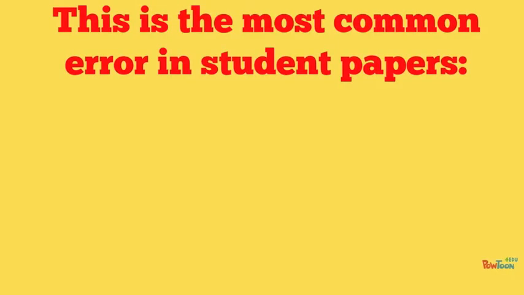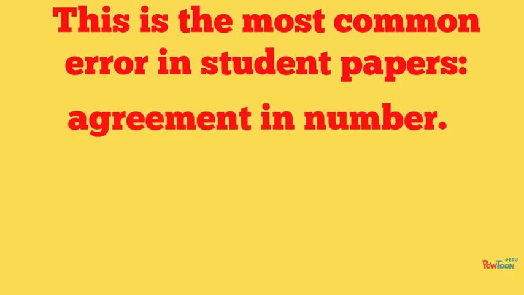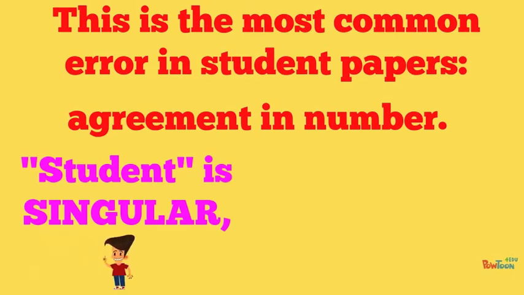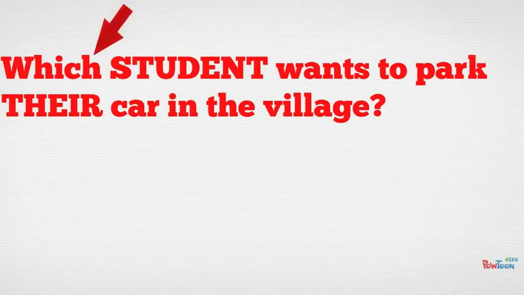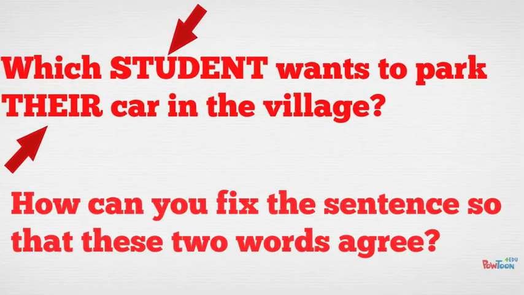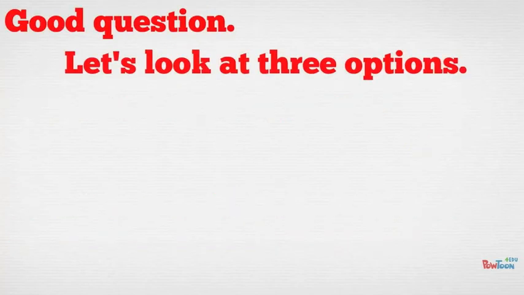This is the most common error in student papers, agreement in number. Student is singular, but their is plural. Which student wants to park their car in the village? How can you fix the sentence so these two words agree? Good question. Let's look at three options.